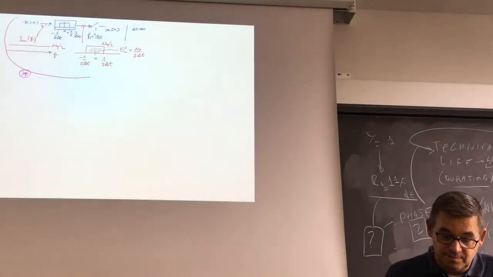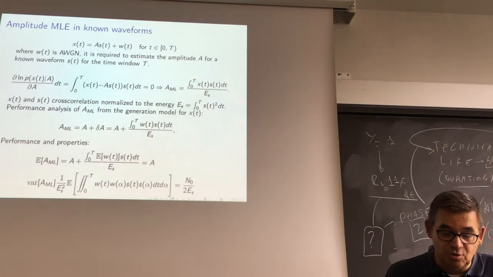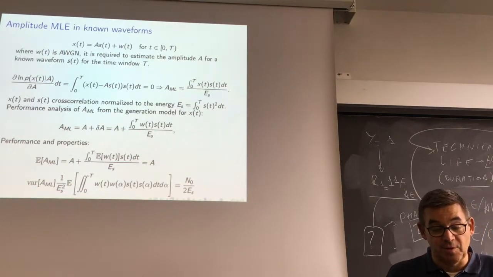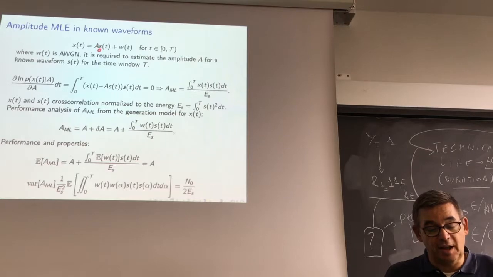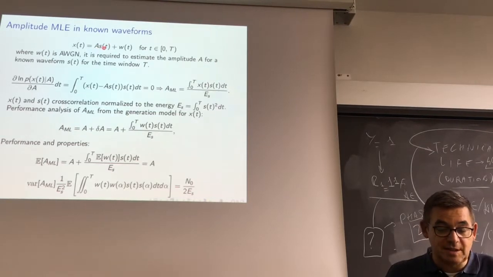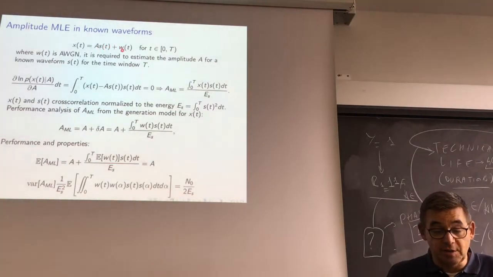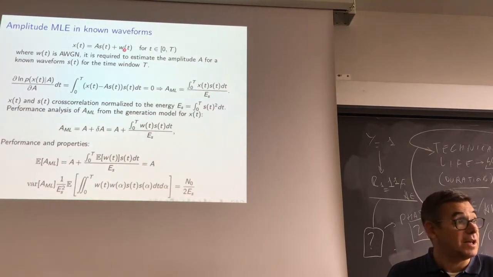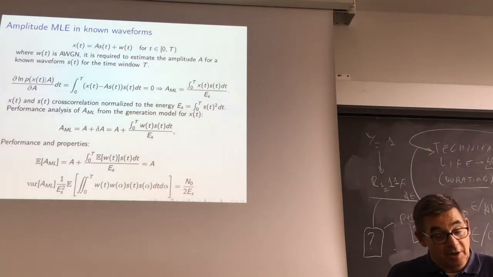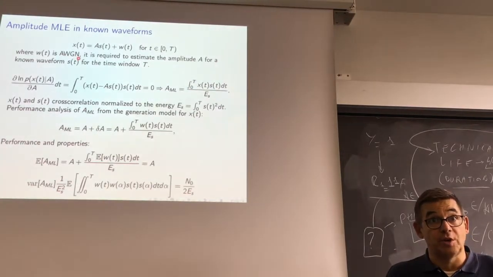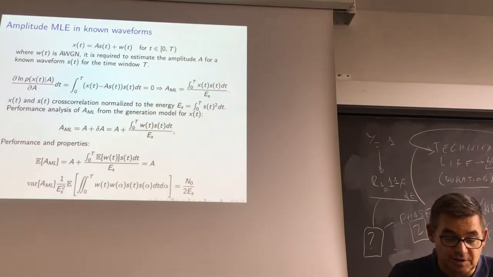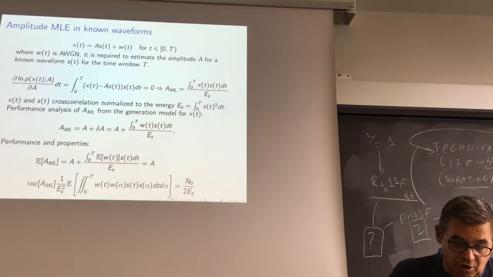Now, let's make an example. Assume, we start very easy, then we get complicated, that I have a signal with amplitude A, then there is a waveform s(t), the waveform is known, and then there is w(t), and w(t) is a white noise. In jargon it's called AWGN. AWGN stands for additive white Gaussian noise. This is the meaning of this acronym.